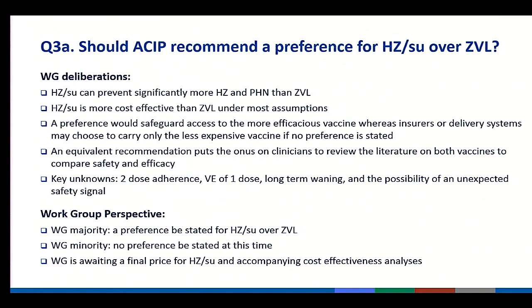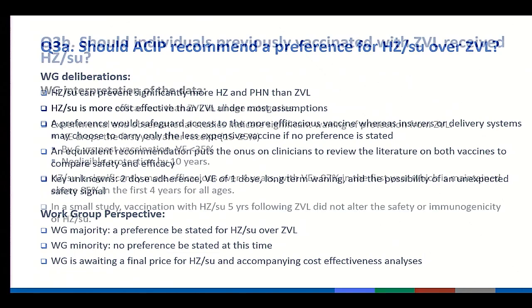Finally, however, there are a number of key unknowns: 2-dose compliance, effectiveness of 1 dose, long-term waning, and the possibility of a safety signal. The majority of workgroup members favored a preference be stated for herpes zoster subunit over zoster vaccine live. A minority of workgroup members thought no preference should be stated at this time. The workgroup is awaiting a final price for herpes zoster subunit and accompanying cost-effectiveness analyses.